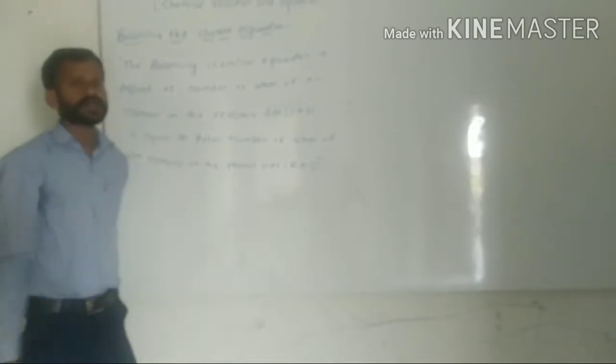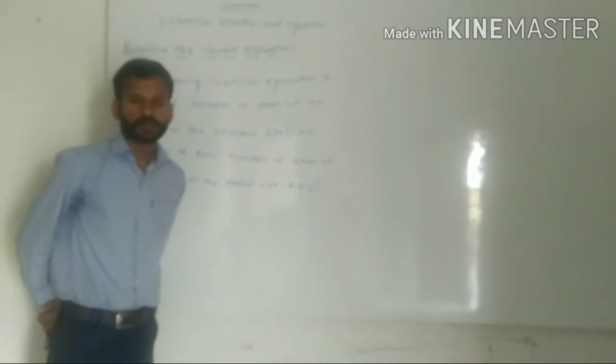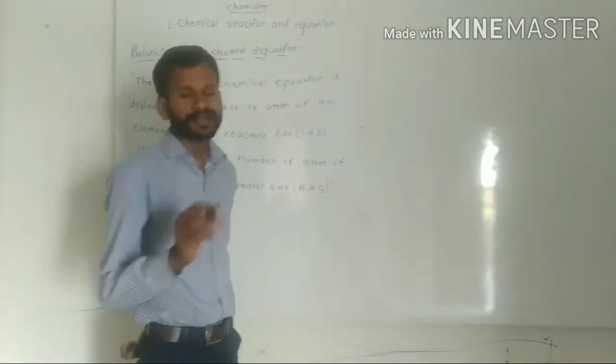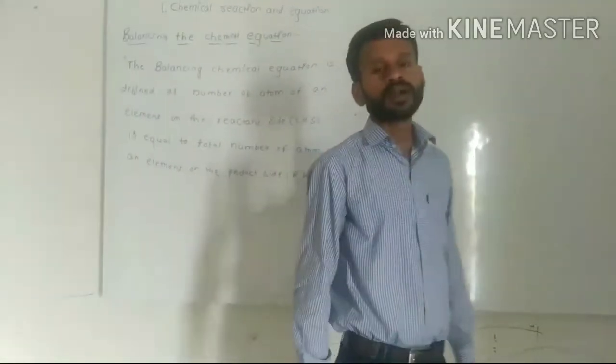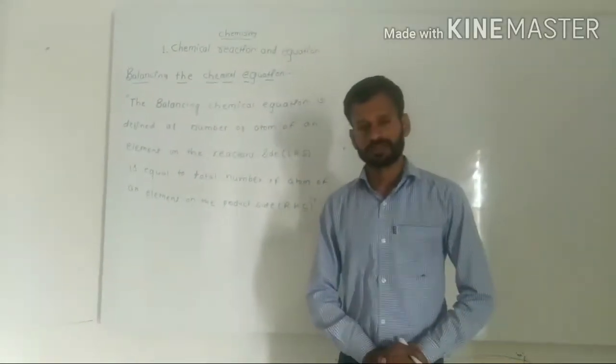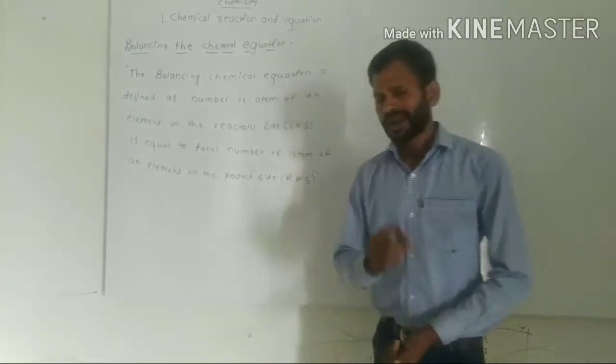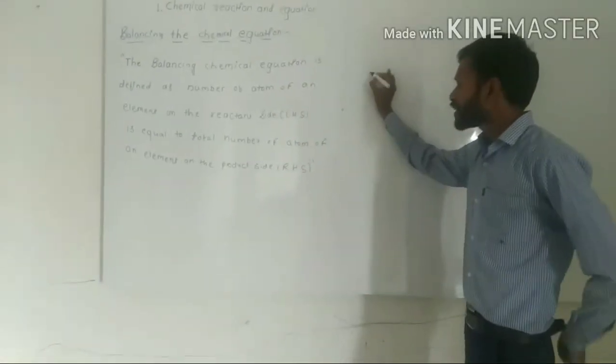This is the simple definition. The total number of atoms present in the reactants is equal to the total number of atoms present in the products. It is a balanced chemical equation. We'll check one simple example.